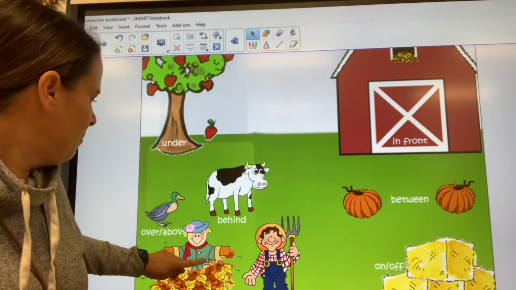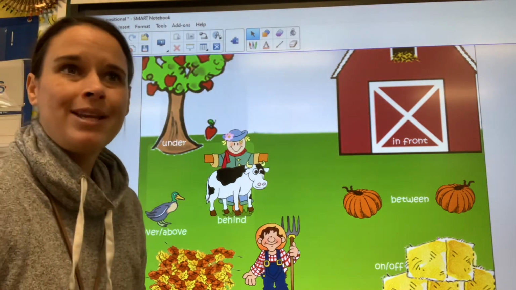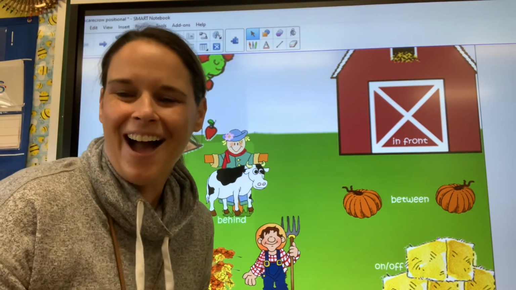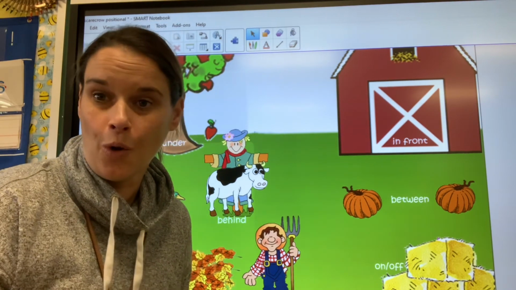Let's see, did I get all of them? I think I did. Let's put him back behind the cow again. All right, boys and girls. Now you can get on Seesaw, and you're going to get to practice doing positional words, okay?